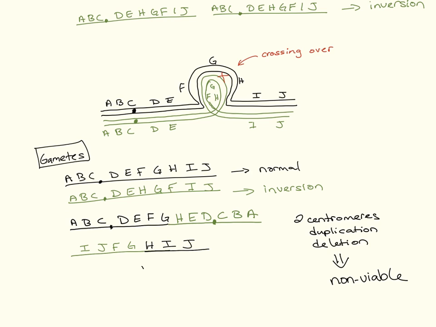So this one we would call acentric because it has no centromere. It also has major deletions, and it does have duplication of the I and J region. So again, that's too many problems. This chromosome will not make it through meiosis. It will be non-viable.